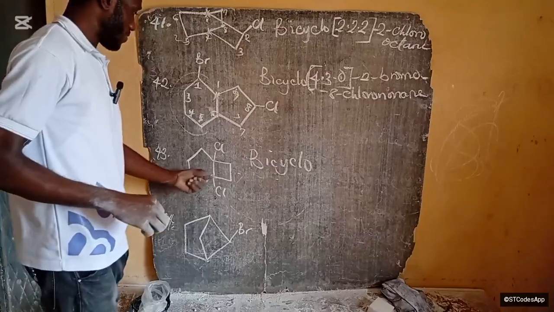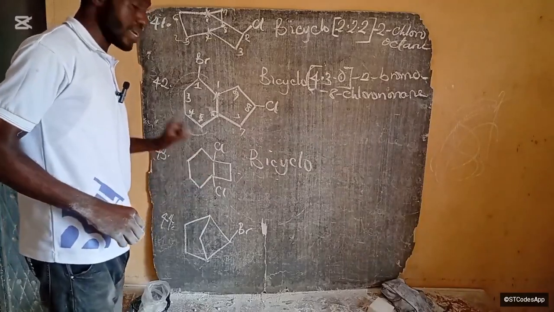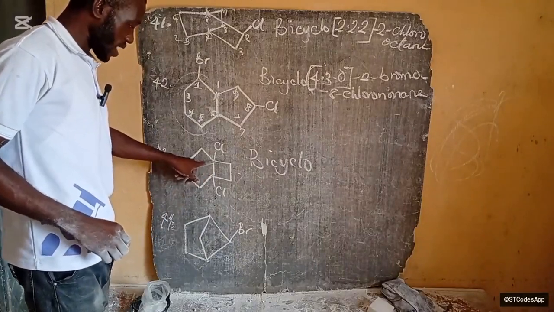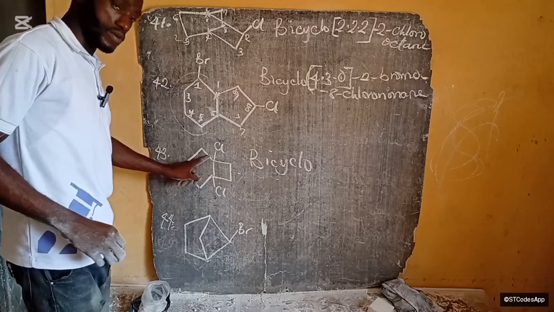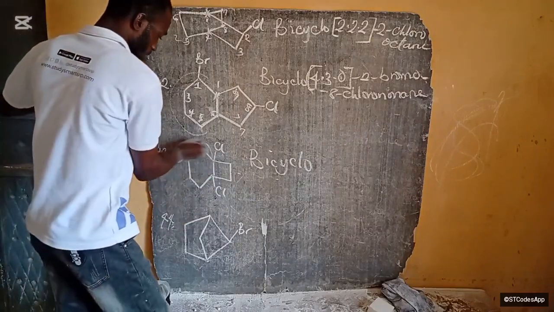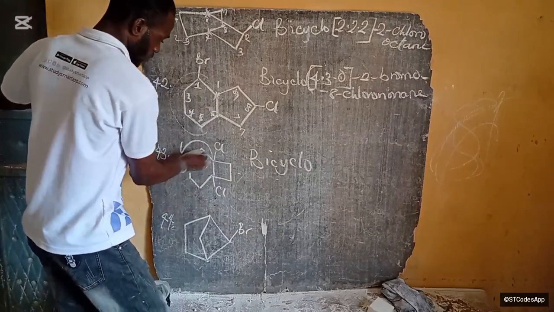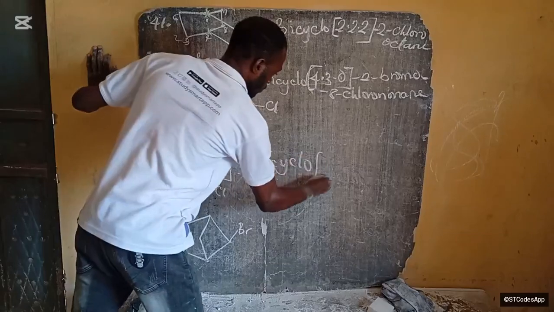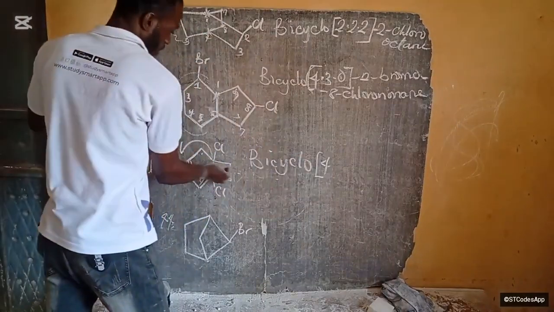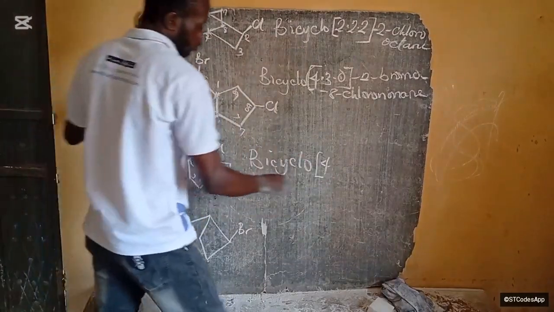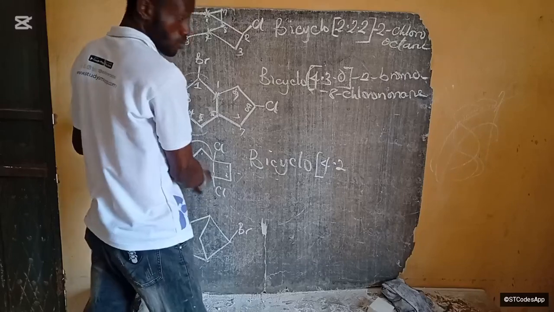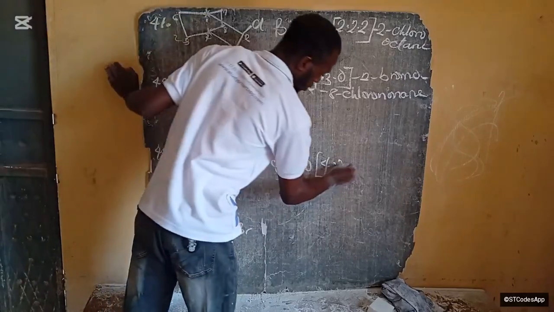Now here, the bridgehead carbon bears the substituents. Both bridgehead carbons bear substituents. Either way, we are still going in this direction. So we have 1, 2, 3, 4 carbons here. So that will be bicyclo 4. How many carbons do we have here? 1, 2. So 4, 2. Then no carbon within the bridgehead carbons, so 4, 2, 0.